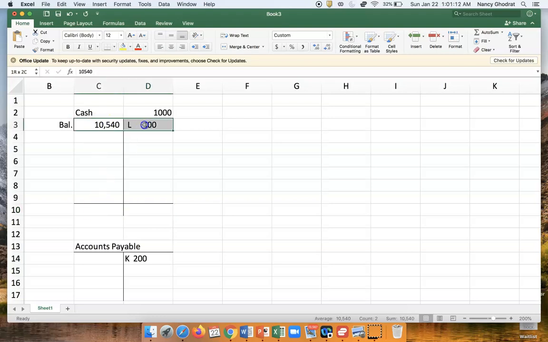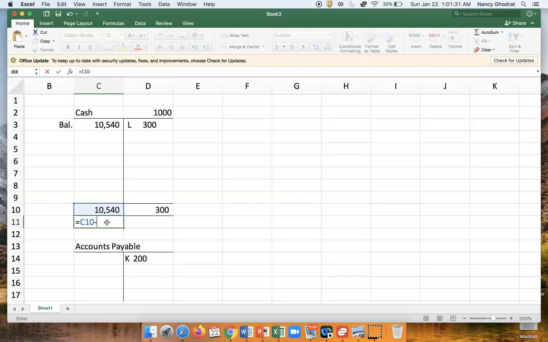For example, since I have only two of these, I could say my total debits are $10,540 and my total credit is $300, and now I'm going to come up with an ending balance. The debit side is larger by $10,240, and therefore that becomes the balance as of the end of the current month. And next month, we will start our cash account with this balance of $10,240.